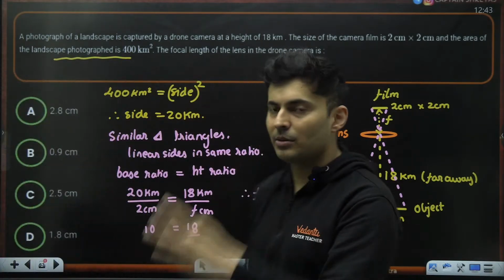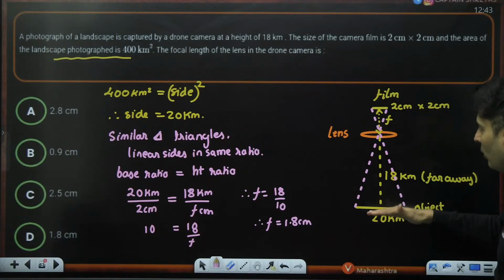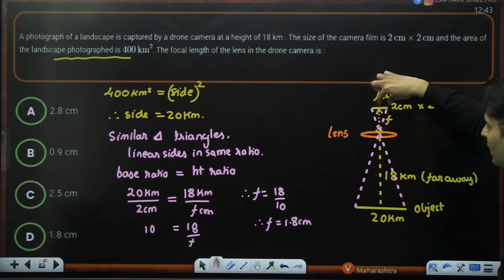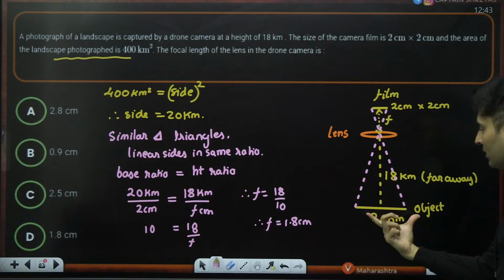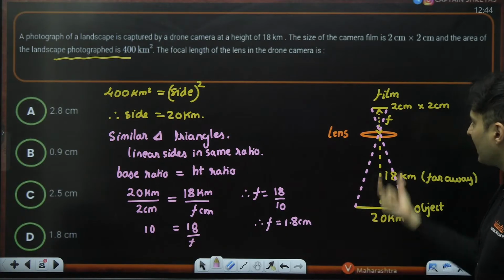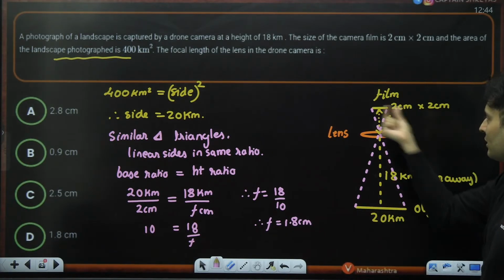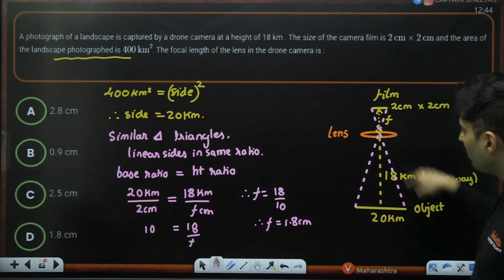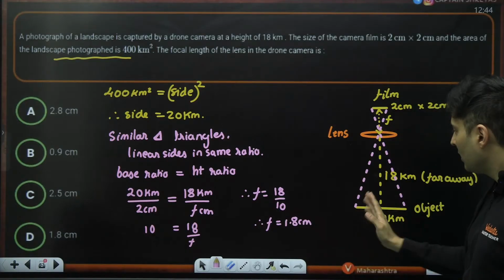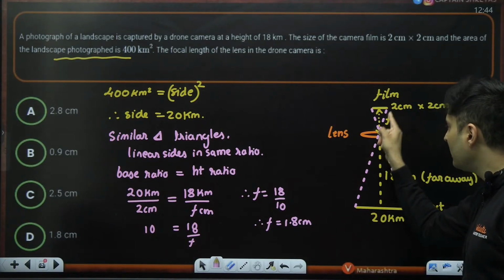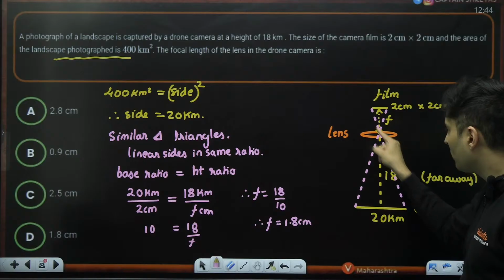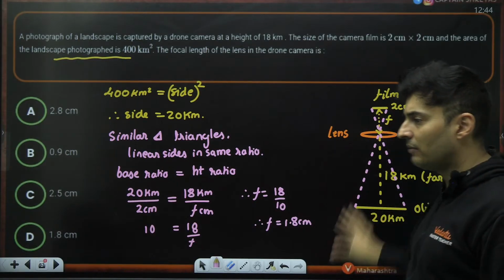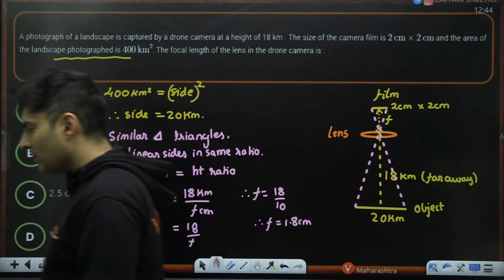Isn't it an amazing question? A faraway object makes the image on the focal plane. The area was given, so I found out the side. The side was 20 kilometers, and this was 2 centimeters. These are similar triangles which will be formed if you complete the ray diagrams. That's it. Remember, a ray passing through the optical center goes undeviated. That's how I have drawn the ray diagram, and that's it.